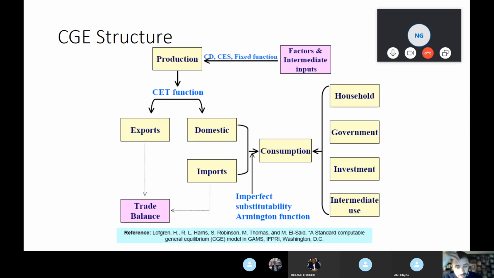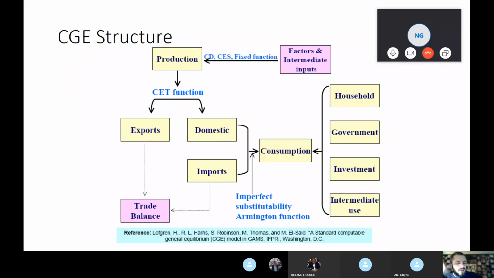Firms also can buy part of these goods. And finally, other sectors will rely on goods that are produced in order to use them as intermediate inputs and produce their own goods. So this completes the whole story between total supply and total demand. Total supply that is available on the market comes either from domestic sources or from foreign sources, domestic and imports, that are combined in order to satisfy the demand of households, of government, of investment, of intermediate use.